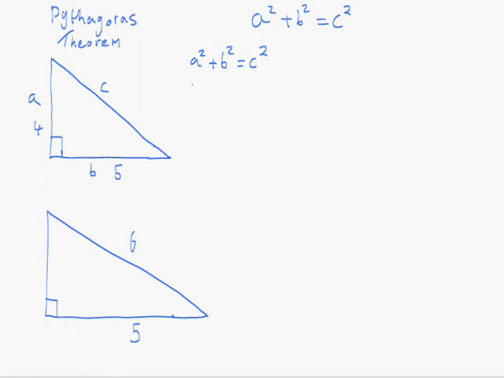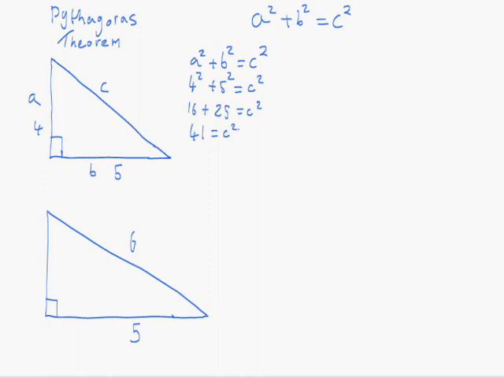Well, we know A is 4, so we've got 4 squared plus B, which is 5 squared, which equals C squared. So now if we work out these values, 4 squared is 16, 5 squared is 25, equals C squared. 16 plus 25 is 41, so 41 equals C squared. Now we want to get rid of this squared, and we can do that by finding the square root of C squared, and that will eliminate the squared.